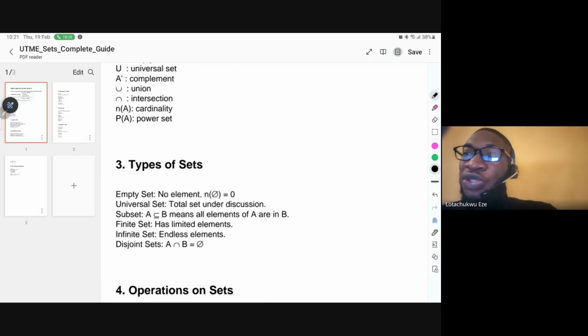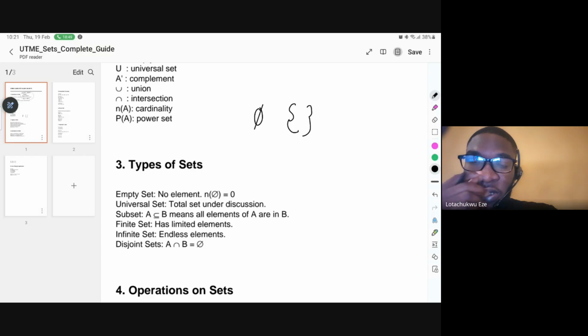So an empty set has no set within it. If you have something like this, we use this symbol to illustrate that it's an empty set, right? Or you can use something like this, an empty set. It has no set within it. Is that okay? Now, we'll have your universal set, U, which is the total set you are discussing about. That's universal set.